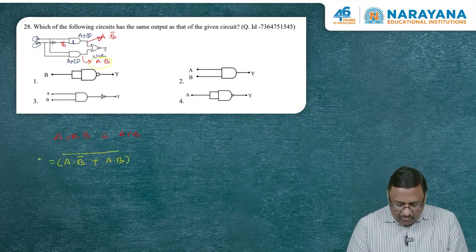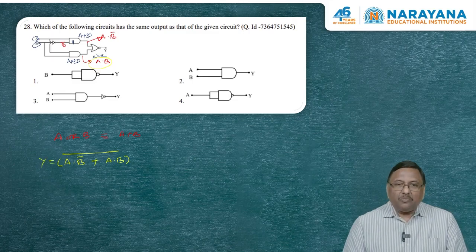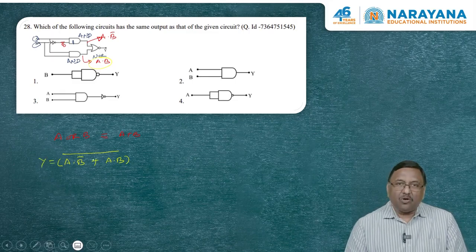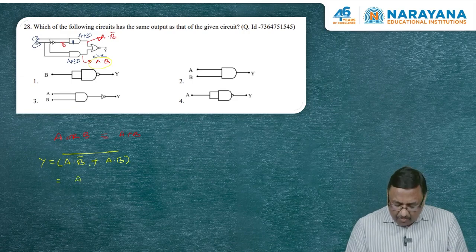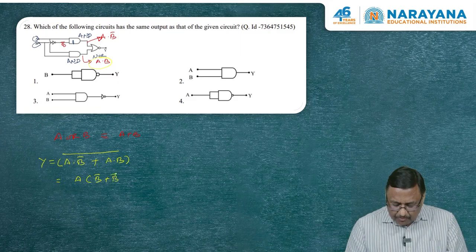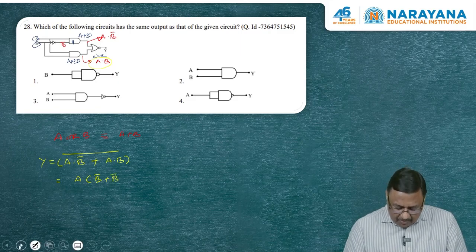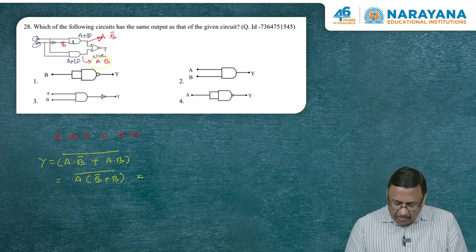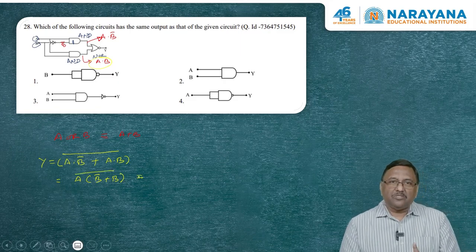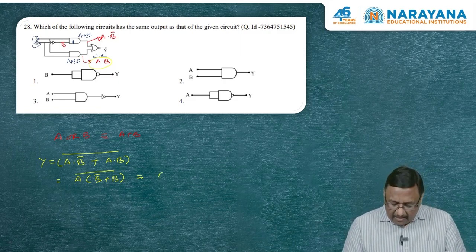So I will say now Y is A dot B bar plus A dot B, whole bar. That simply indicates A is common from these two. I can write it is going to be A dot B bar plus B, whole bar. And that makes it B bar plus B. We know very well that B bar plus B is going to be 1 only. So I can write it is going to be A dot 1, whole bar.